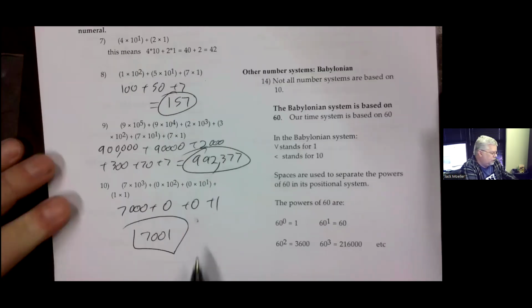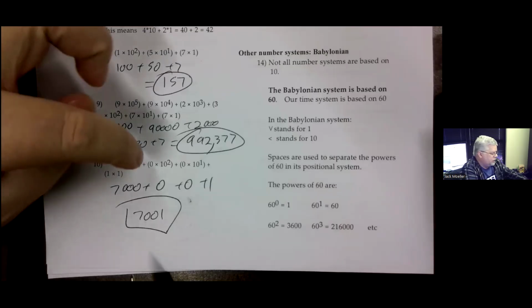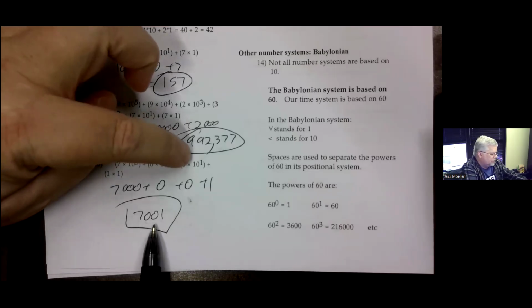So what do we have? We have 7,000 plus 0 plus 0 plus 1, which gives us 7,001. Right, so those zeros are important, because they are placeholders for a specific place value. In this case, the hundreds had to have a 0 and the tens had to have a 0.